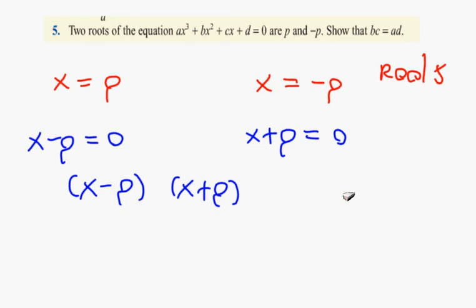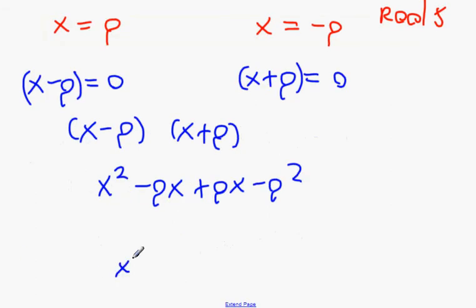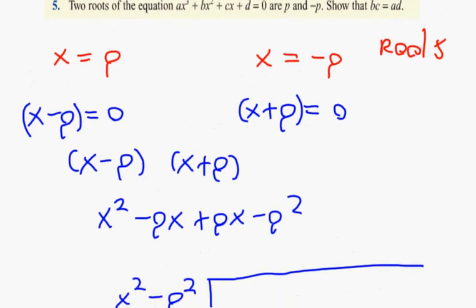What you generally do is when you get the two factors, you can sometimes multiply those two factors by each other to make a quadratic equation. Then this quadratic equation will divide into the cubic equation, and that's what we're going to do. We're going to get x squared minus px plus px minus p squared, and that's going to be x squared minus p squared. And that's all being divided into, what's it been divided into?